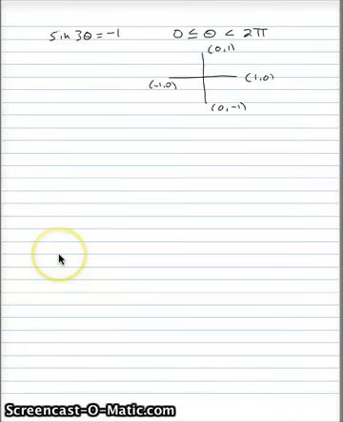This is Bob Capetta from the University of Illinois at Chicago, and this is another example of a trigonometric equation. We have sine of 3 theta equals negative 1. We are looking for all values theta between 0 and 2 pi.